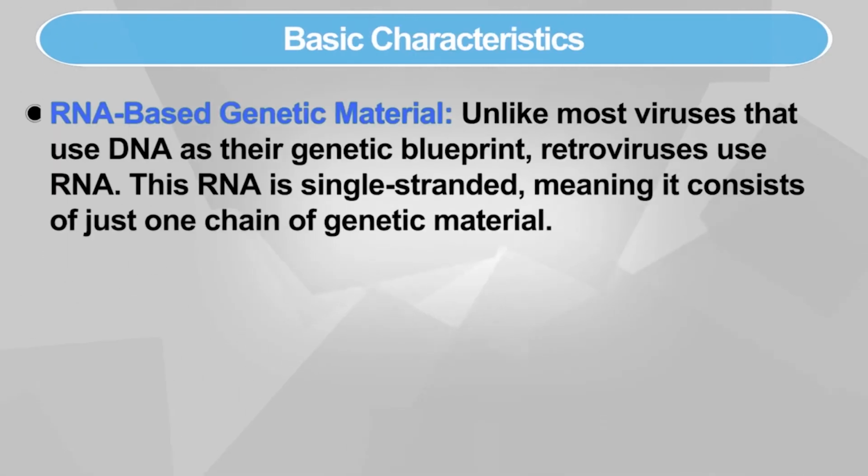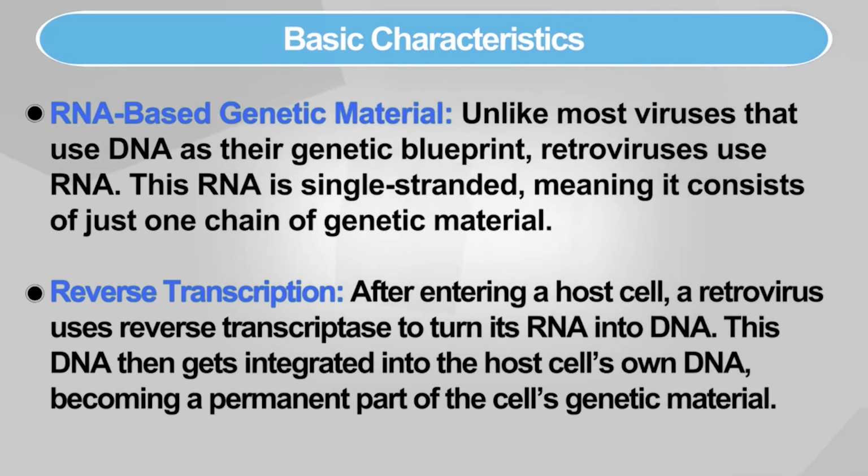Now, here are some basic characteristics of retroviruses. First one, RNA based genetic material. Unlike most viruses that use DNA as their genetic blueprint, retroviruses use RNA. This RNA is single stranded, meaning it consists of just one chain of genetic material. It also has the enzyme called reverse transcriptase. After entering a host cell, a retrovirus uses reverse transcriptase to turn the RNA into DNA. This DNA gets integrated into the host cell's own DNA, becoming a permanent part of the cell's genetic material.